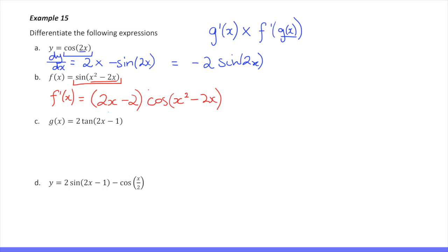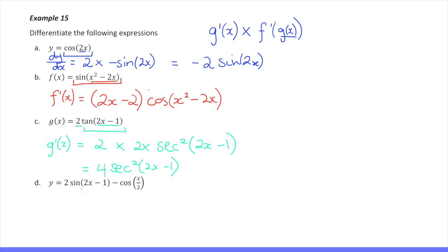For part C, all we now have is a coefficient out the front. So that coefficient just stays as it is, so you can pretty much just ignore it. So we're going to write 2 times, and then we're going to go ahead and derive it. So remember, it's the derivative of the inside, which in this case is 2, multiplied by the derivative of the outside. And the derivative of tan of g of x is equal to sec squared of g of x. And our g of x in this case is 2x minus 1. So now all we need to do is just simplify that, and we have our answer.